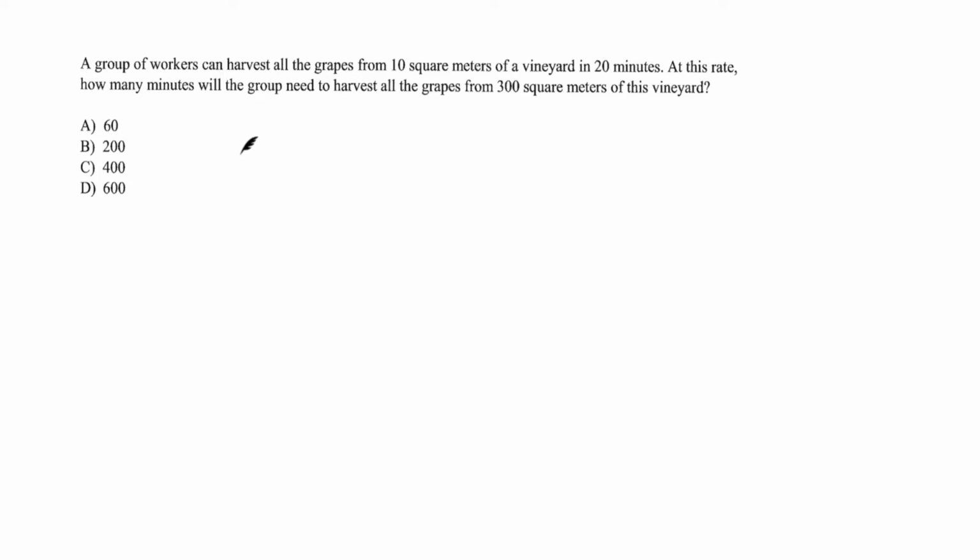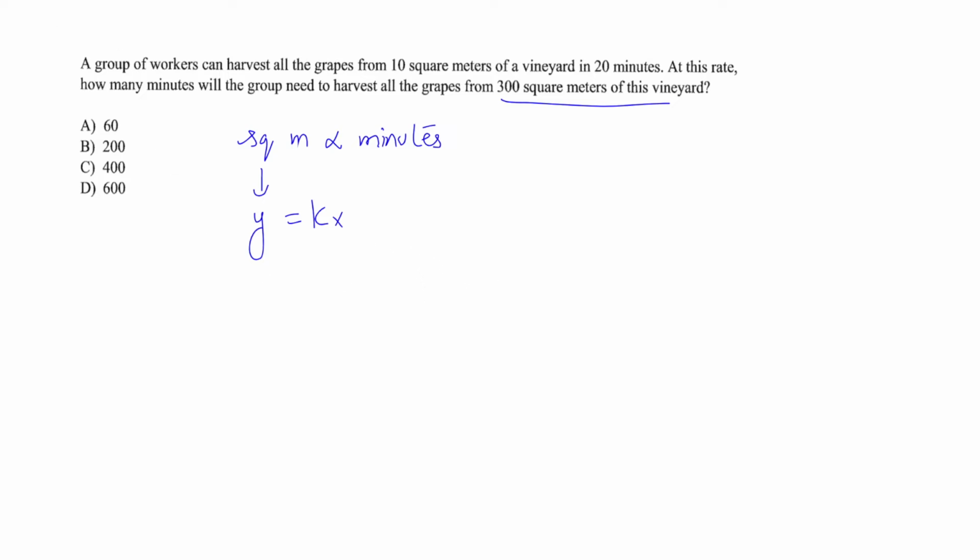Next question. A group of workers can harvest all the grapes from 10 square meters of a vineyard in 20 minutes. At this rate, how many minutes will the group need to harvest all the grapes from 300 square meters of this vineyard? So you should see that square meters is basically directly proportional to the number of minutes. If you have more area, obviously it will take more minutes to harvest that land. So if this is y, we can write it like this: y equals k of x. Or you can simply form the ratio yourself. It's completely up to you.